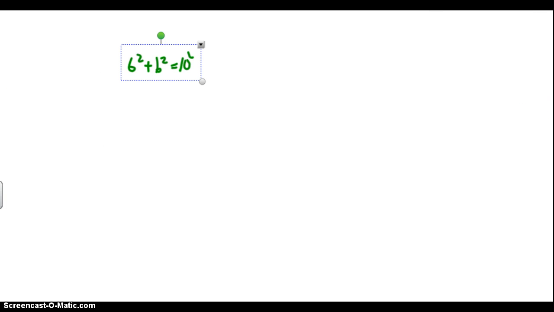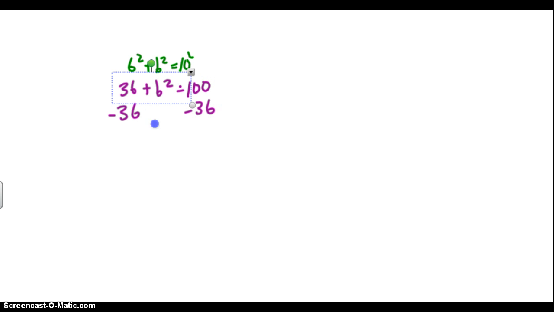Alright, 6 squared plus b squared equals 10 squared. 6 squared is 36, plus b squared equals 100. That's 10 squared. Subtract 36 from both sides. Okay, and we're left with b squared equals 64. Take the square root of both sides to cancel out that square, and b equals 8.